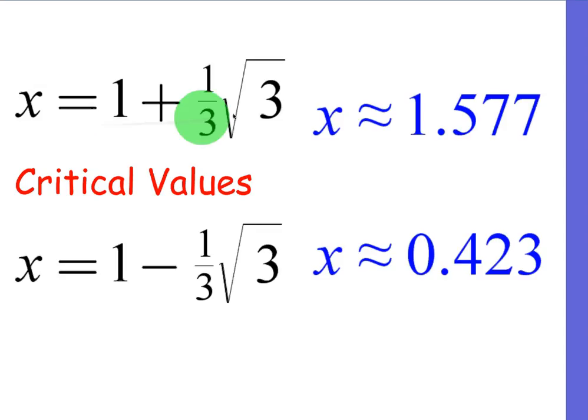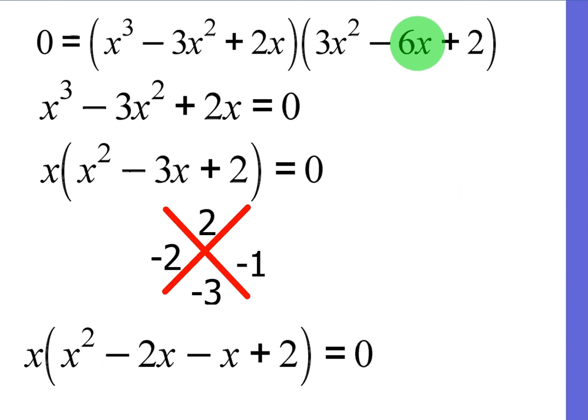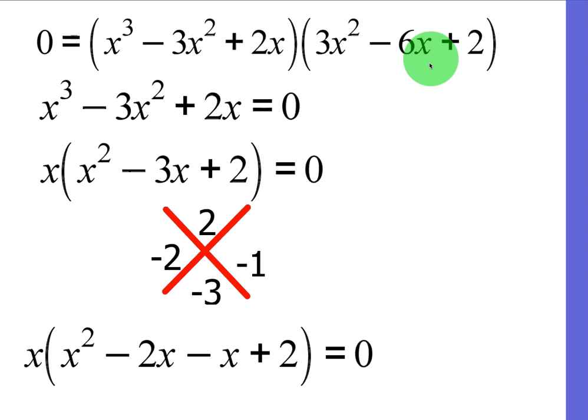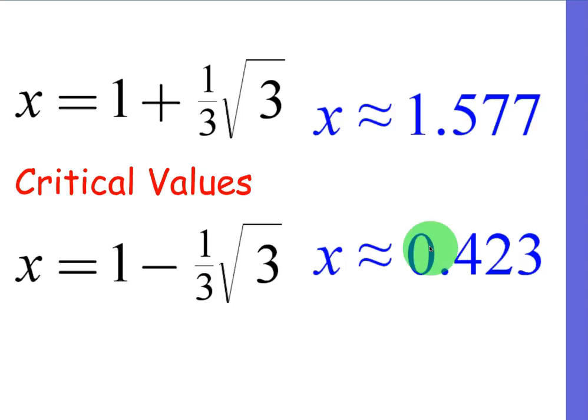Now, one critical value would be 1 plus 1/3 square root of 3, which is approximately 1.577 when we plug it into the calculator. The other critical value will be 1 minus 1/3 square root of 3, which is approximately 0.423. So we generated 2 more additional critical values from this factor. We generated 3 from this one, which were these 3, and we generated 2 from this one, which are the 2 decimals we just figured out. So that's when the derivative equals 0.